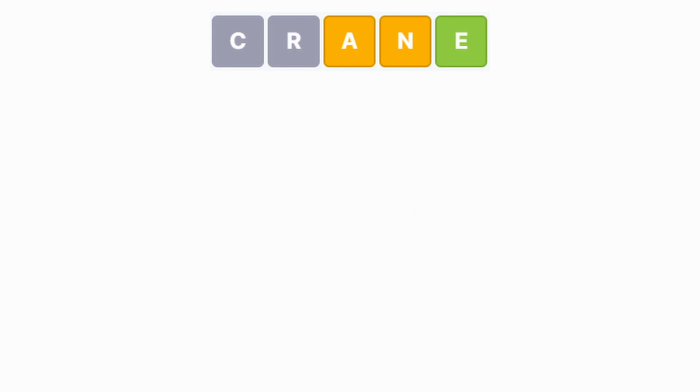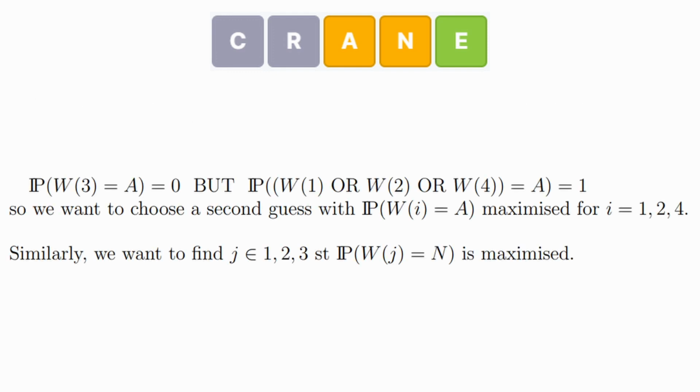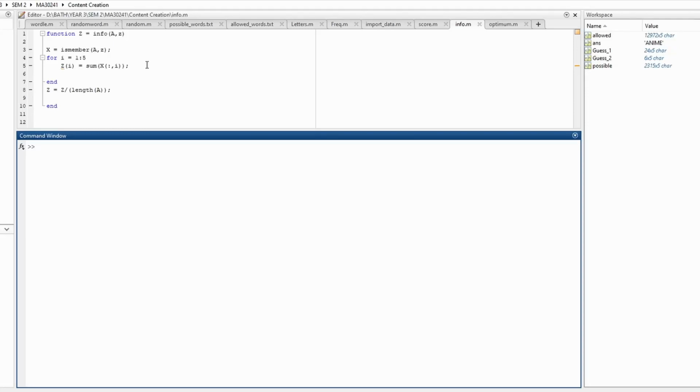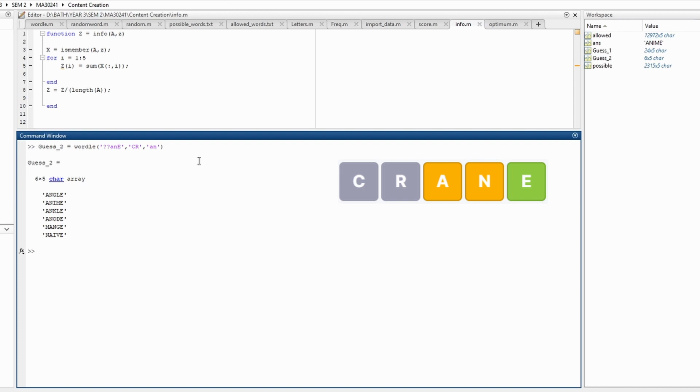But the more interesting thing to think about is what happens to the yellow letters. Well, A can't be in the 3rd slot, so it must be in the 1st, 2nd or 4th, so we want to find one of those slots with the highest probability, and look at the words with A in those slots, and similarly for N. So let's use MATLAB to help. I made code info, which gives the probability of a letter appearing in each slot of W from a given list. So from our previous example with crane, we would get one of these words to be our possible answers.